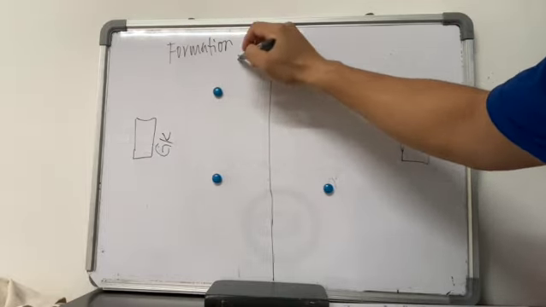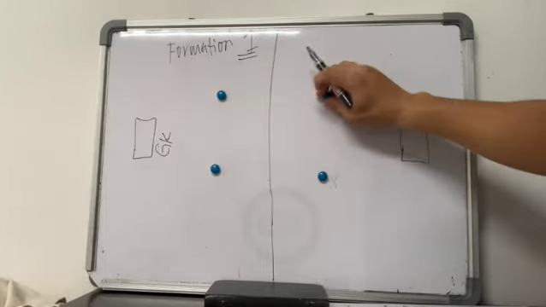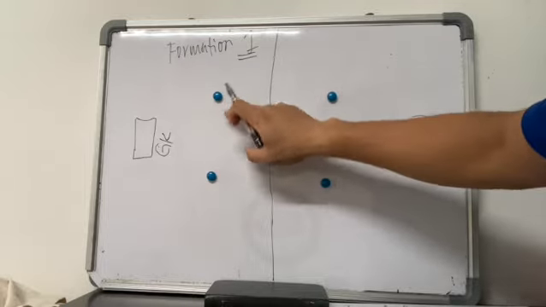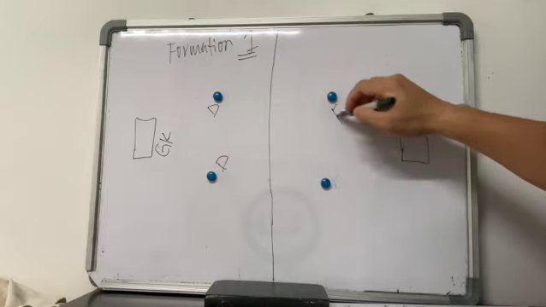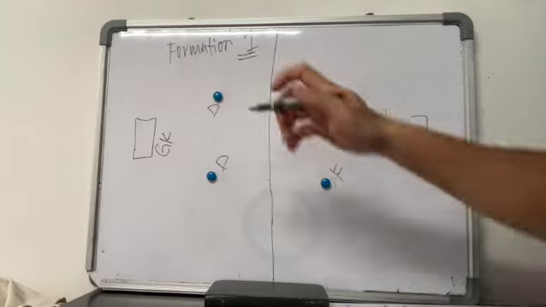Formation number 1 is actually a very easy way to set up, which is a 2-2 formation, whereby you have 2 defenders and 2 forwards, and that's how you operate. Most local coaches will actually operate this way.